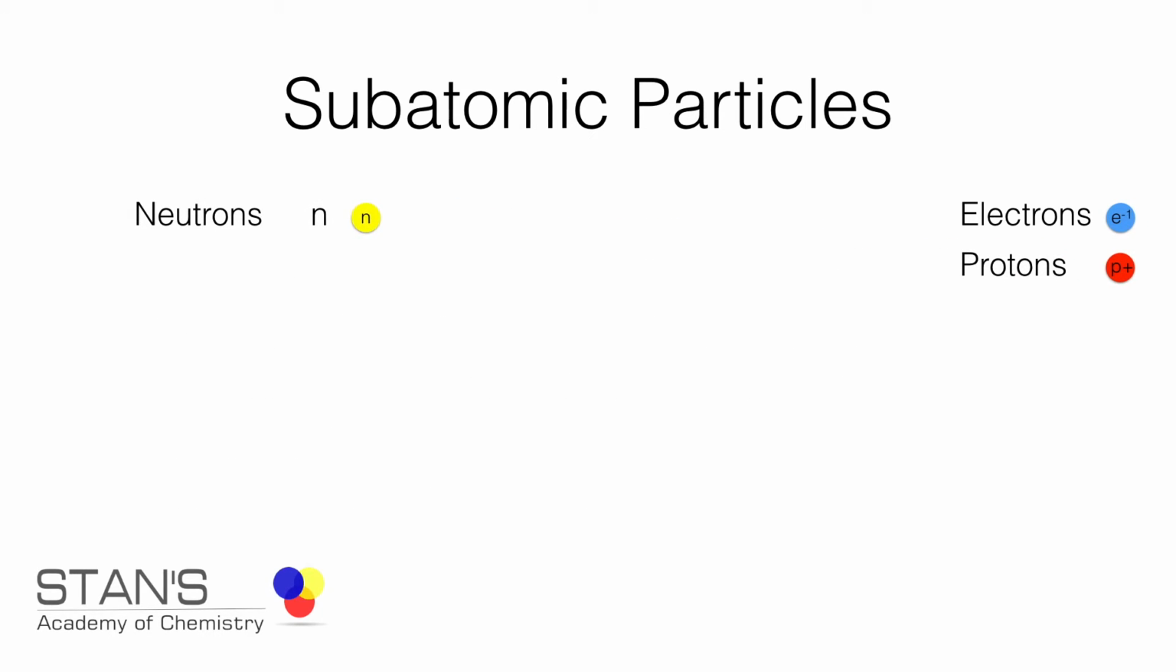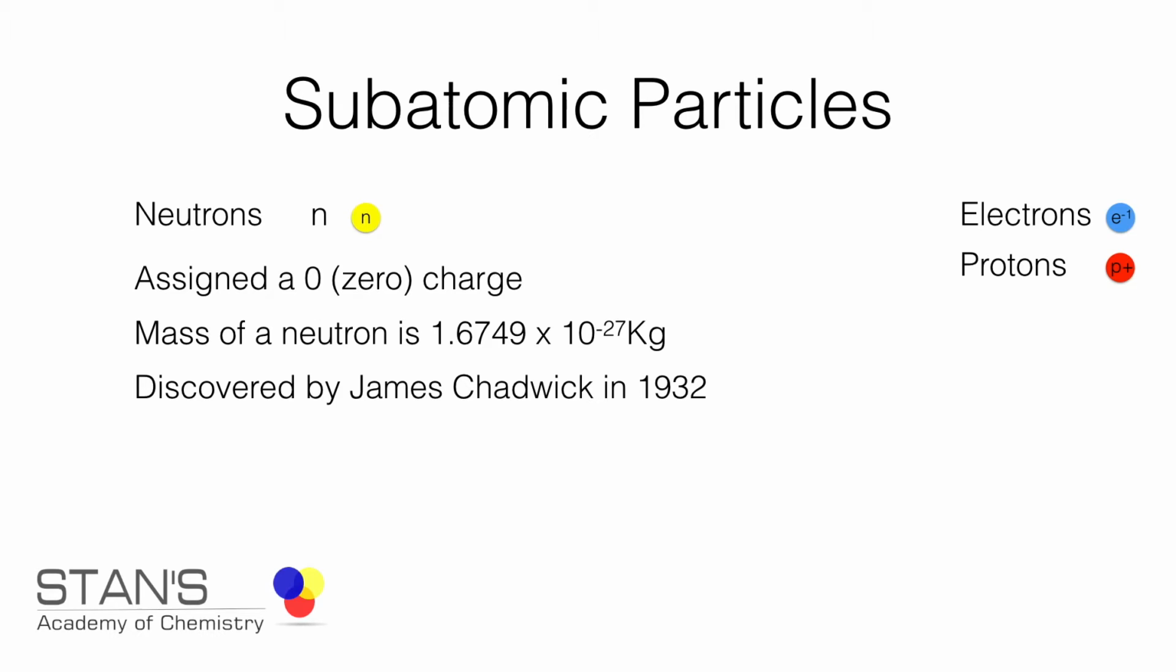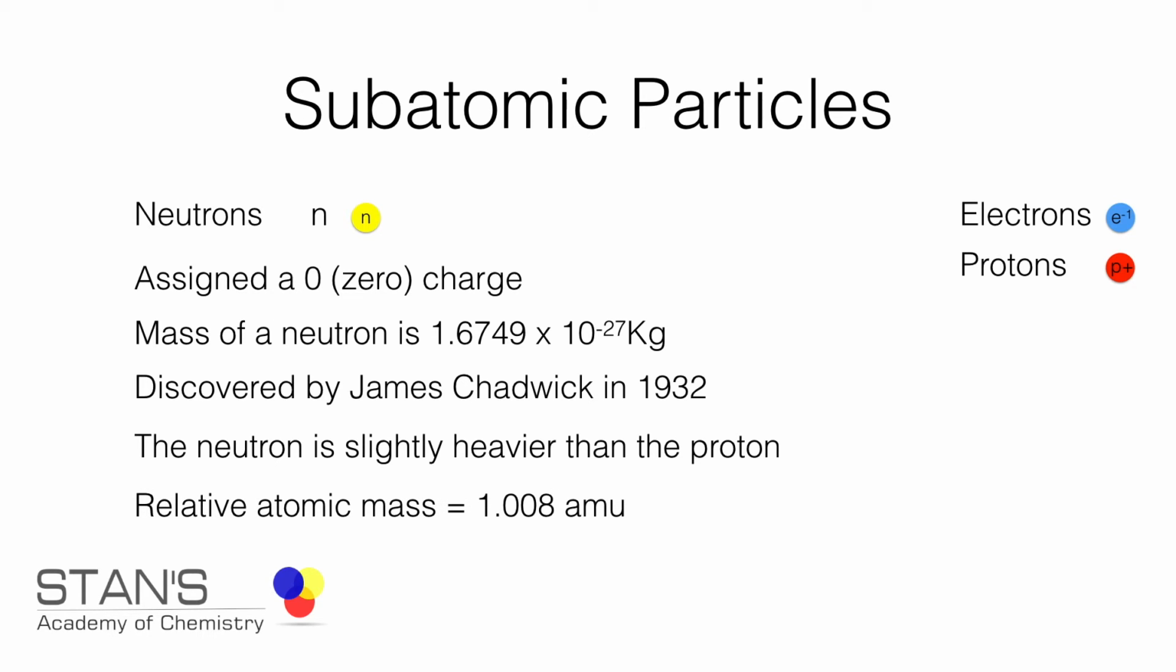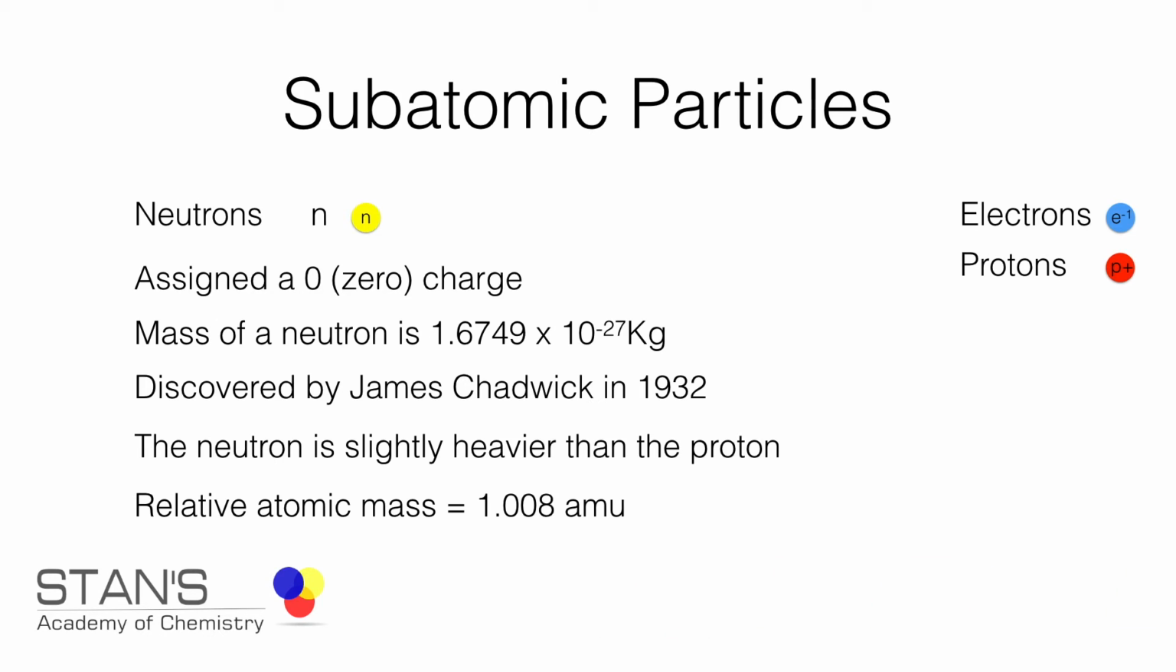The next subatomic particle is a neutron. Neutrons are assigned a zero charge. The mass of a neutron is 1.6749 × 10^-27 kilograms. It was discovered by James Chadwick in 1932. If you compare the mass of a neutron with that of a proton, the neutron is slightly heavier than the proton. This is also evident from the relative atomic mass, which is 1.008 AMU.